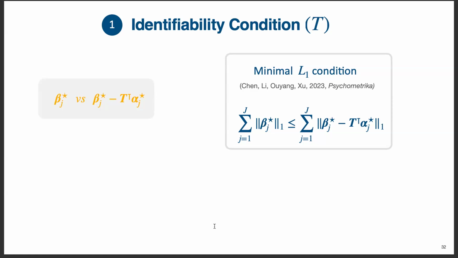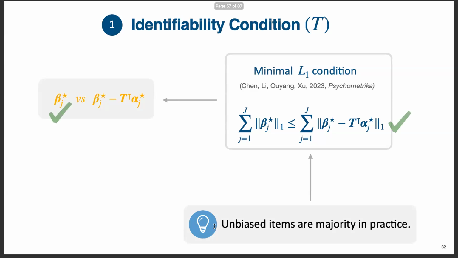The good thing of this condition is that it's satisfied if the unbiased items in your data set are the majority, which practically holds. Since the questions are usually very carefully designed, the biased items are usually less than 50%, for instance. Here I'm not saying it's sparse. The proportion may not go to 0, but I'm saying it's less than 1/2. If such conditions are satisfied, then we have this condition and therefore guarantee the identifiability of beta.